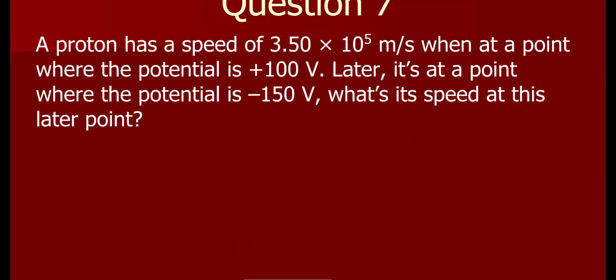So, yeah, it would not have the same speed. So a proton has this speed when it's at a point where it's 100 volts. Then later, it's at a point where it's at negative 150 volts. What's its speed later?